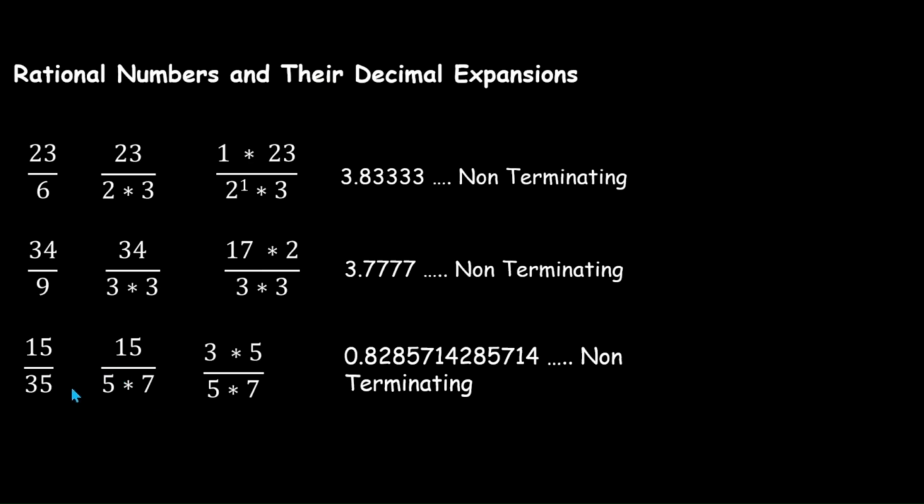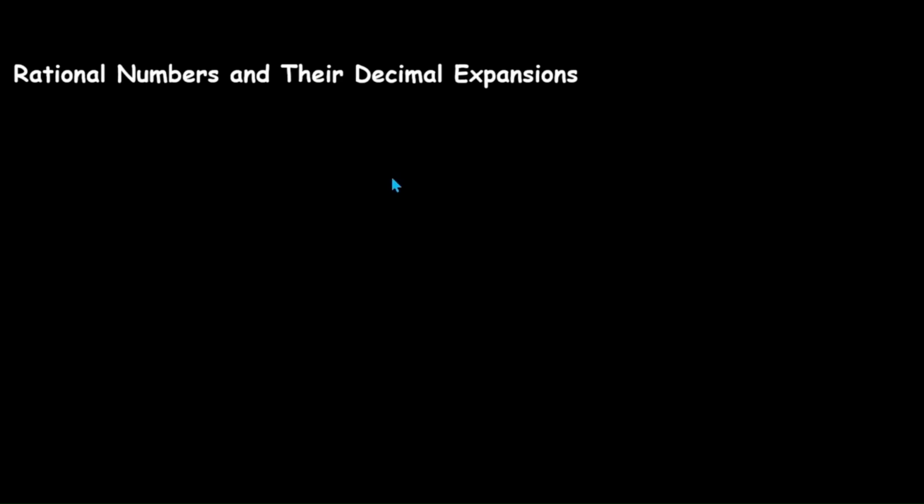And when we do the actual division, we get these decimal numbers, and 285714 keeps on repeating, as you can see. 285714, 285714. So 285714 keeps on repeating again and again as we continue the division. So 15 by 35 is a non-terminating decimal expansion.